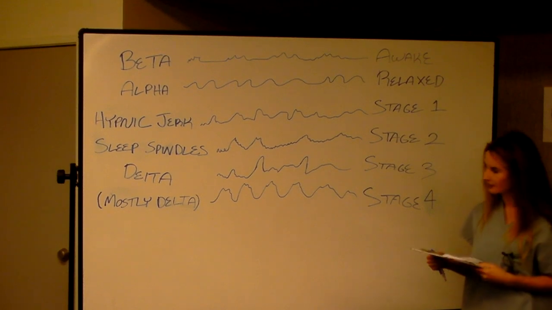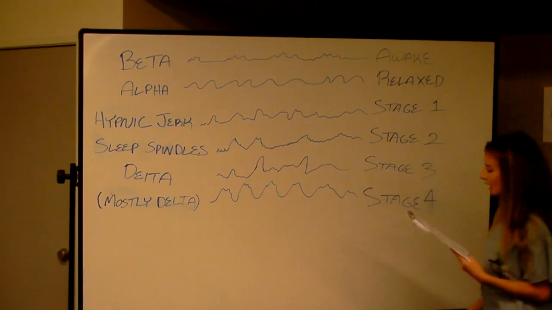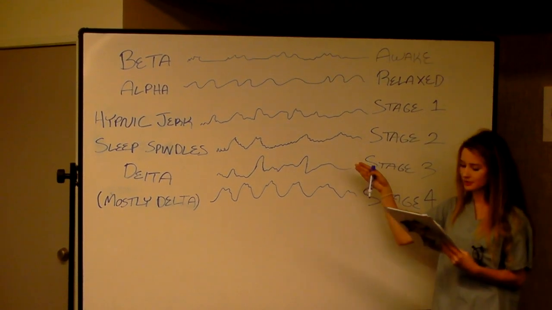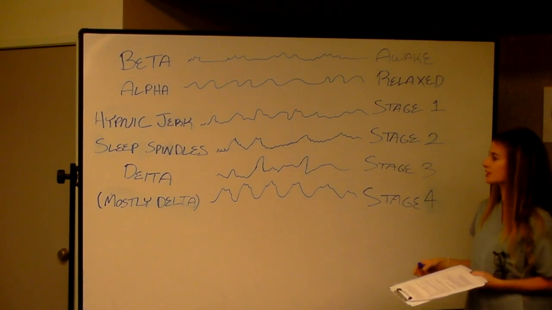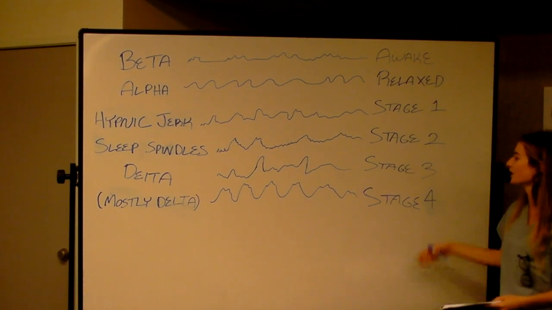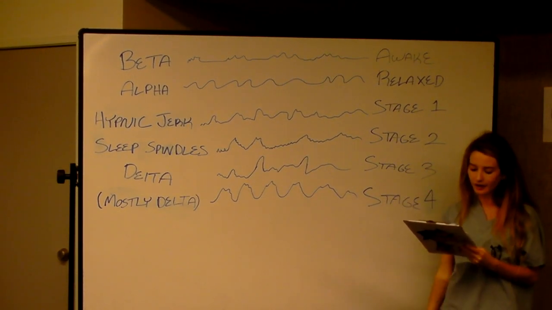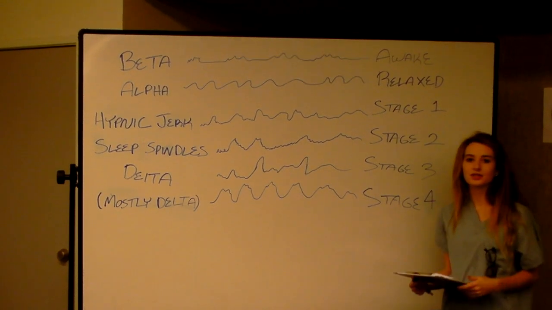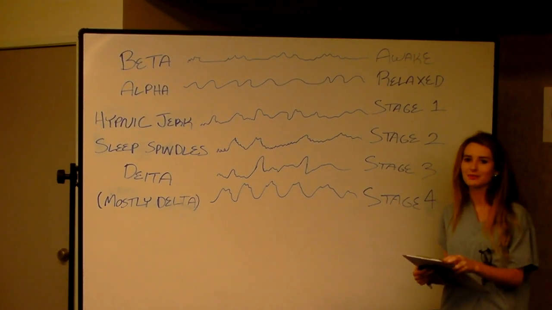Next, we have sleep spindles, which happen in stage 2 of the sleep cycle, where waves increase in frequency with sudden increases in amplitude. The last brainwaves we have are delta, which occur in stages 3 and 4. They have the slowest frequency and the highest amplitude. They're also associated with the deepest parts of our sleep.